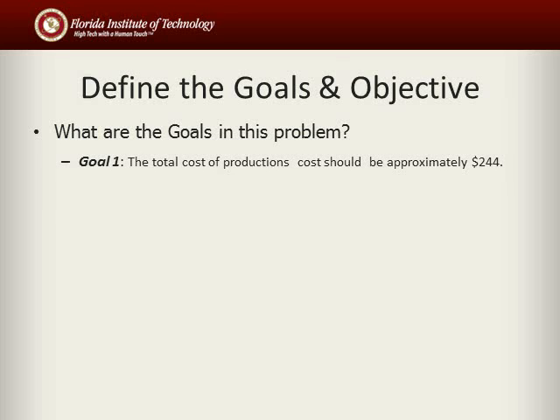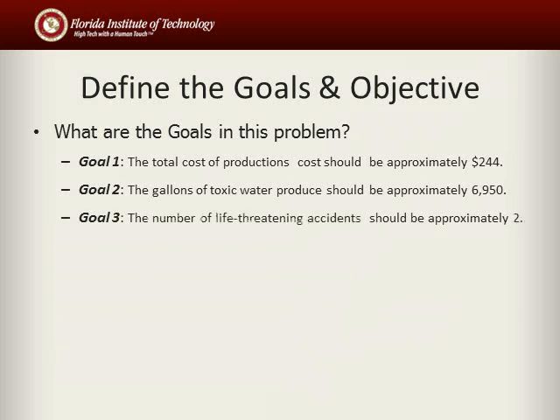So goal number 1, total cost of production should be approximately $244, because that was our value for T sub 1. Goal number 2, the gallons of toxic water produced should be approximately 6,950, because that was the optimal value that we obtained for T sub 2 when we ran that second LP problem. And goal number 3 is the number of life-threatening accidents should be approximately 2. Again, because that was the optimal function value that we obtained when we ran that individual third linear program.